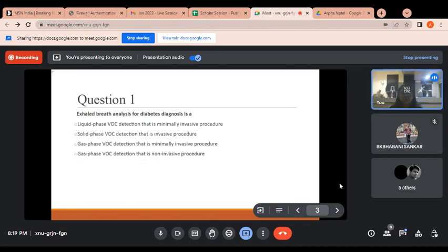So question number 1 is: exhale breath analysis for diabetes diagnosis is a liquid phase VOC detection, that is a minimally invasive procedure; a solid phase VOC detection, that is an invasive procedure; a gas phase VOC detection, that is a minimally invasive procedure; and the fourth option is a gas phase VOC detection, that is a non-invasive procedure. So what is the right answer? Exhale breath analysis for diabetes diagnosis is a... So which process is used here? Shankar?